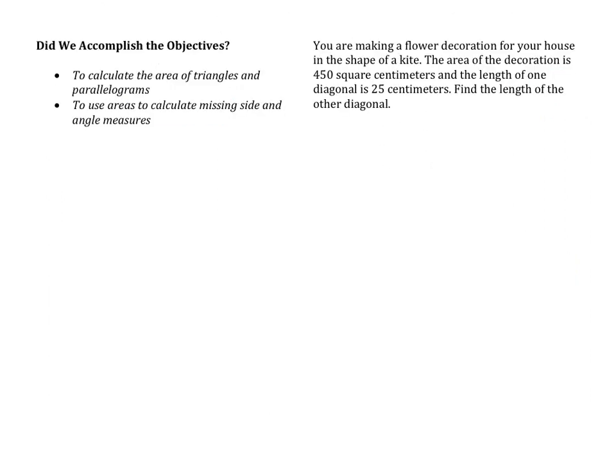Okay, so it says, did we accomplish the objectives? Well, we already talked about how I had the wrong objectives. So this video should have taught us about areas of trapezoids, rhombuses, and kites. Remember, trapezoid is 1/2 height multiplied by base 1 add base 2. Rhombuses and kites have the same area formula. It's 1/2 diagonal 1 multiplied by diagonal 2.